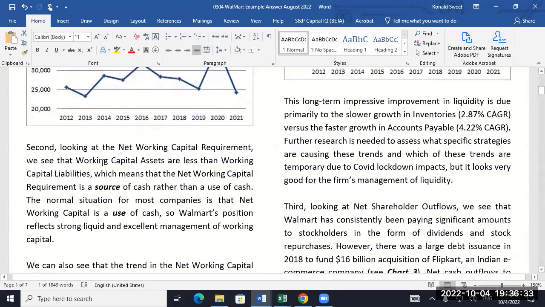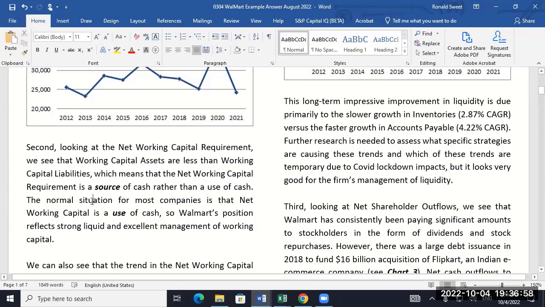All right, the second one is where most people struggle. So we talked about this. If your working capital assets are less than your working capital liabilities, that's a source. That's great. Your firm is very liquid if it's a source. Most companies, it's not, it's a use, but for a good significant portion of companies, it is a source. If it's a source, then you can say that's great for liquidity, very liquid company.